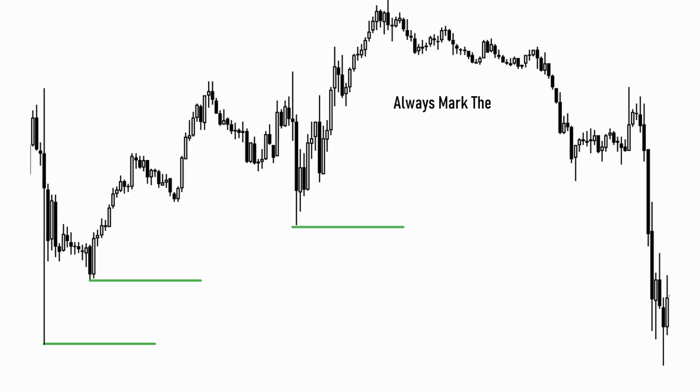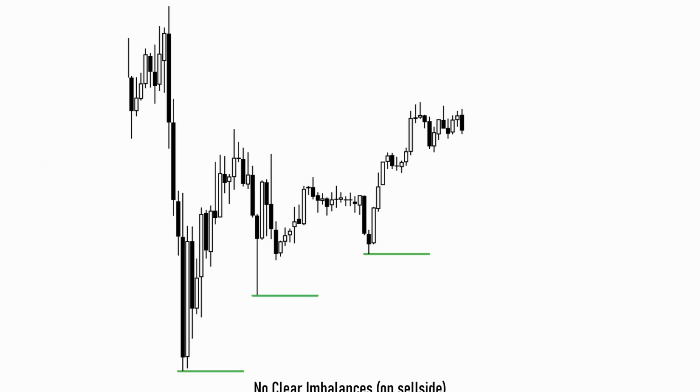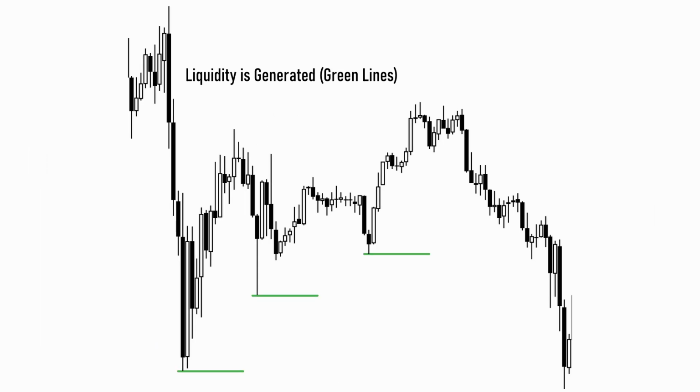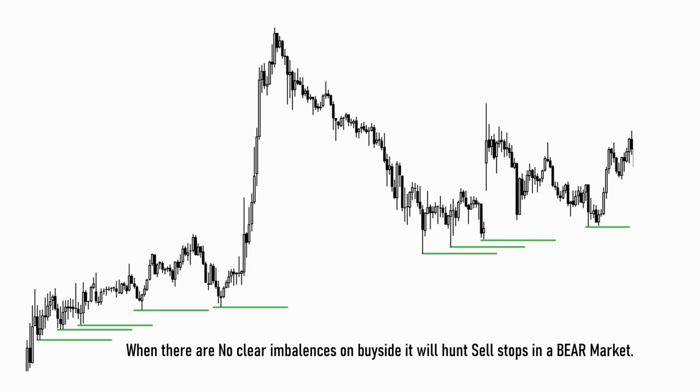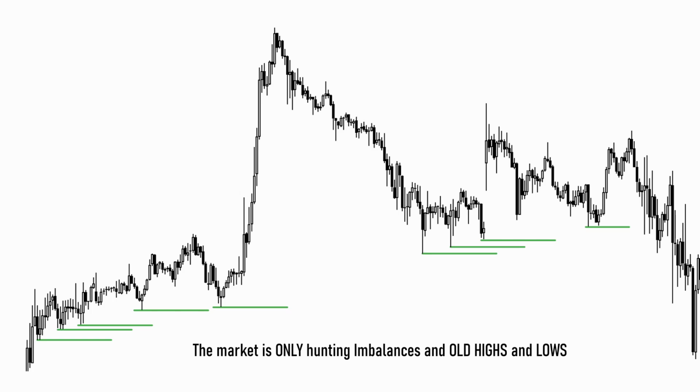So when there's no imbalances on the same side of all the stacked highs, and there's no cleared imbalances on the lows, then that means it's going to hunt liquidity in the form of recent highs or recent lows. You can tell because they're all stacked up next to each other like bunny hills going down, or vice versa for the opposite trade.